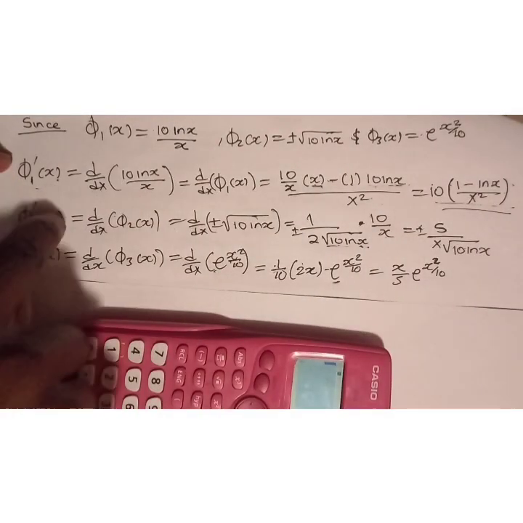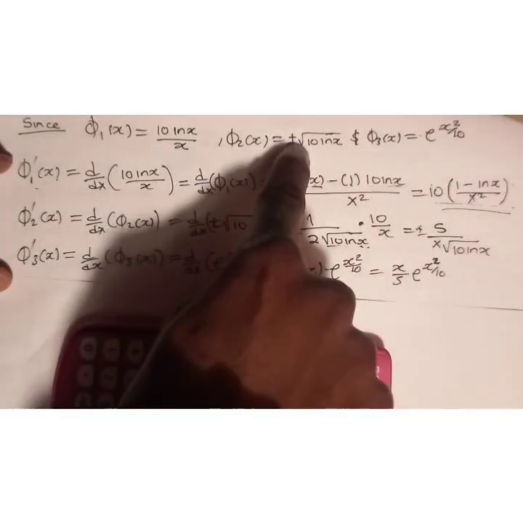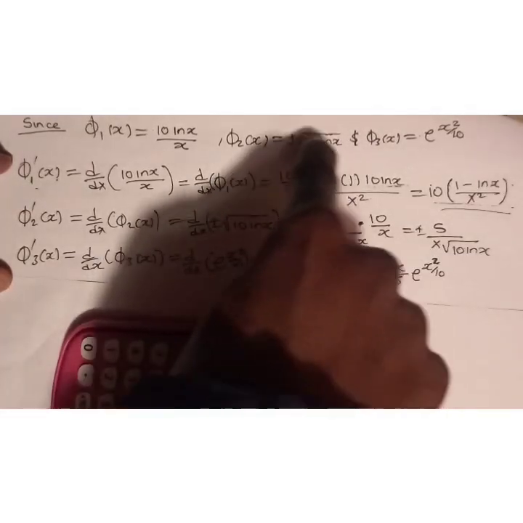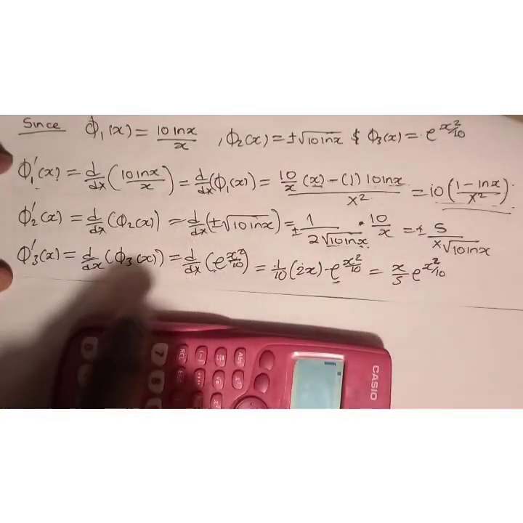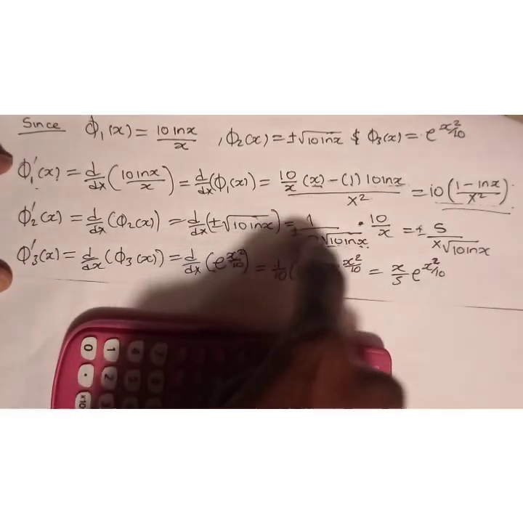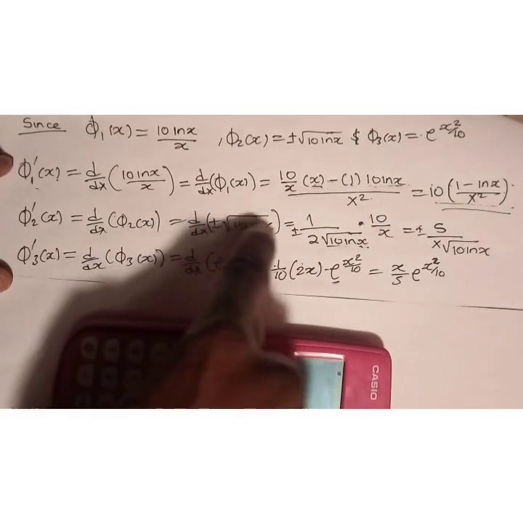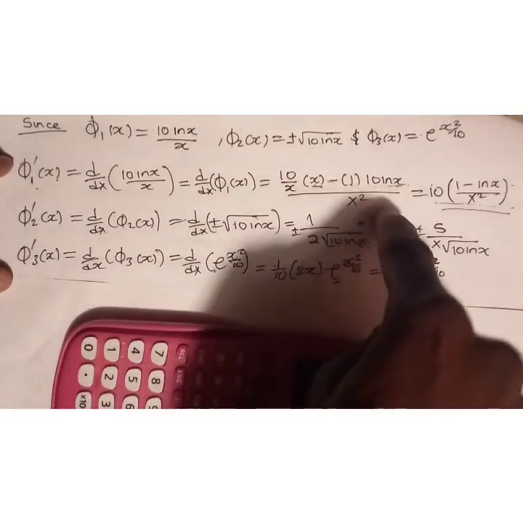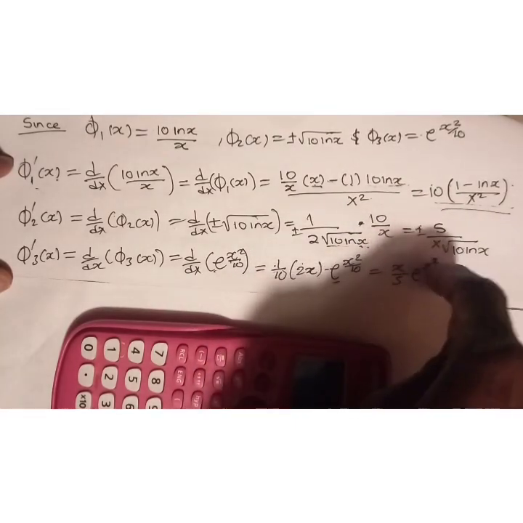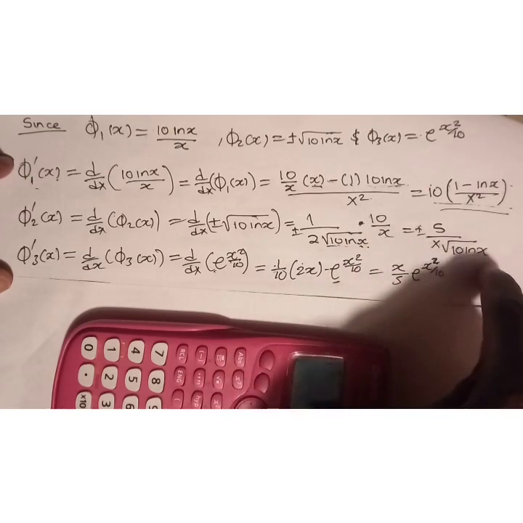So for the second phi, look how it is defined. We're going to use the chain rule. Remember, the square root of 10 ln x can be written as 10 ln x all to the power 1 over 2. So due to that, when I derive this, it can be written as 1 over 2 the square root of 10 ln x, multiplied by the derivative of the inside, which is 10 ln x. So the derivative will be 10 over x. So my final answer is plus or minus 5 over x square root of 10 ln x.